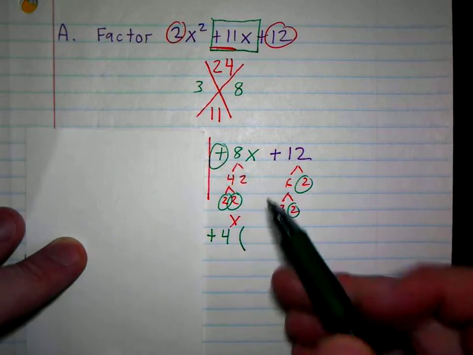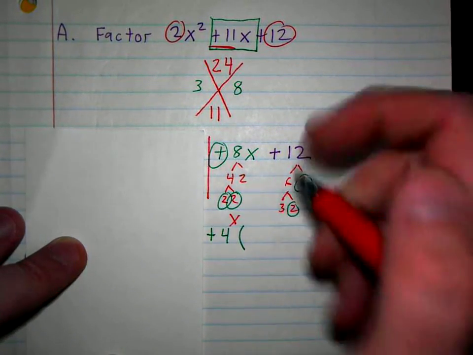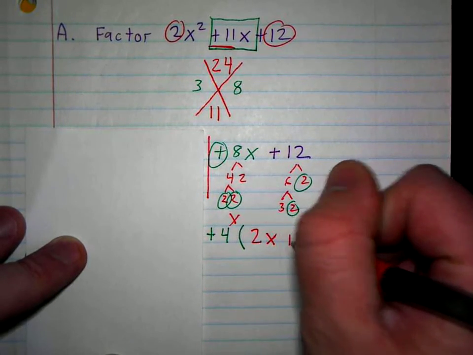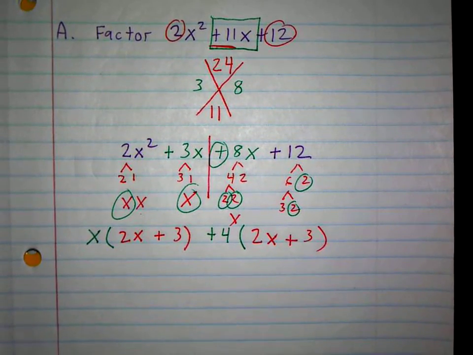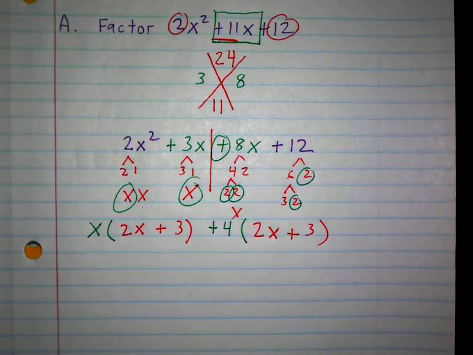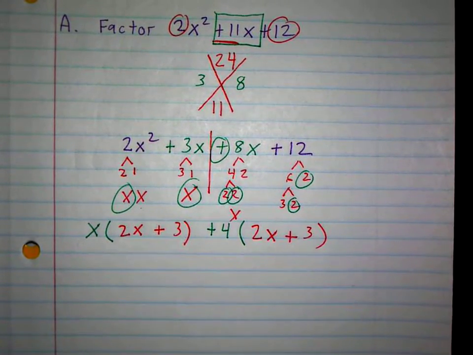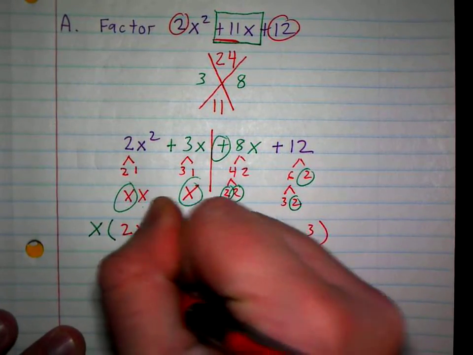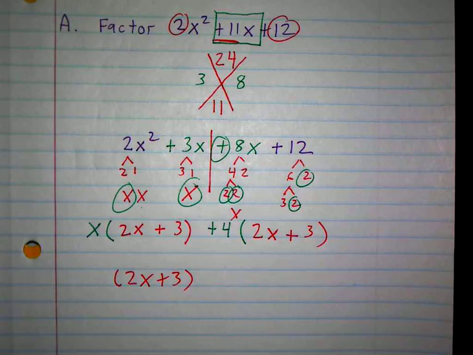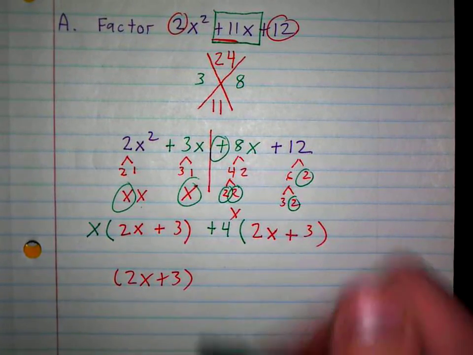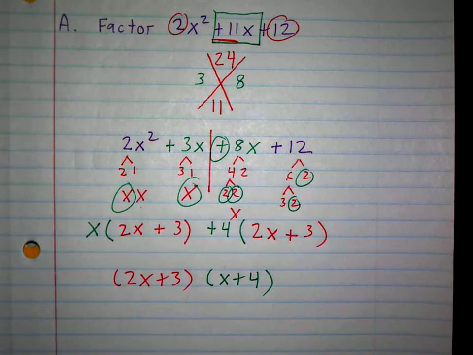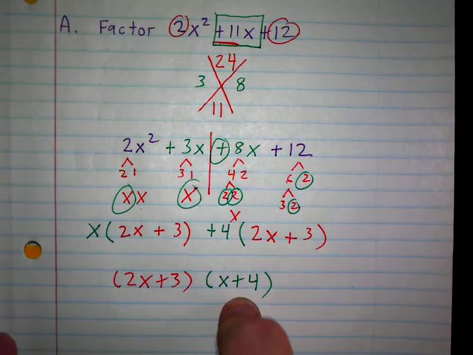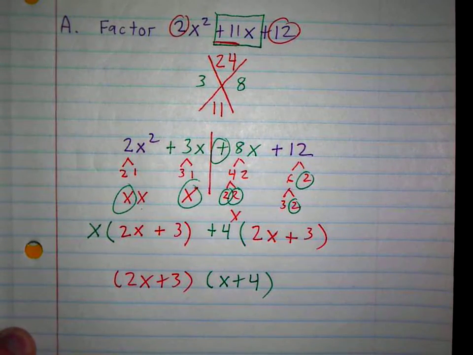Leaving 2x plus 3, right? Now I hope I got 2x plus 3 over here. I did, right? Okay. So now what I'm going to do is I'm going to pull out a 2x plus 3 because they both have a 2x plus 3. So my answer, when I pull out a 2x plus 3, that leaves an x plus 4. Okay. Now if you put x plus 4 and then 2x plus 3, that's the same thing.